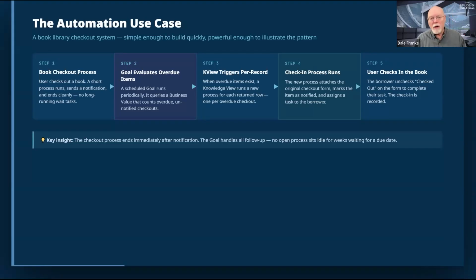So what we're going to do is run a goal every day. And that goal is going to check to see what books are checked out, and when they were checked out, to see if it's time to return them. So the checkout process, once I check the book out, will end immediately after I am notified of my checkout, and the notification also tells me what my due date is going to be. And the goal will handle all of the follow-up.